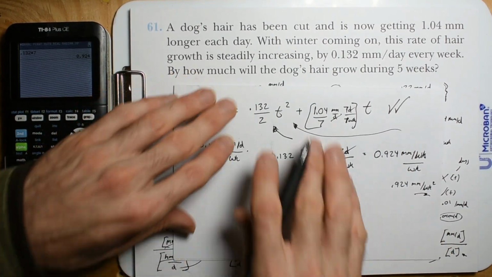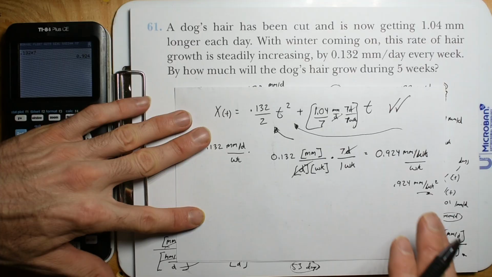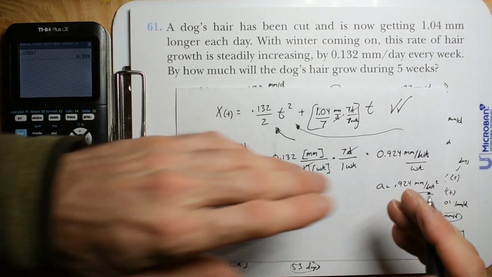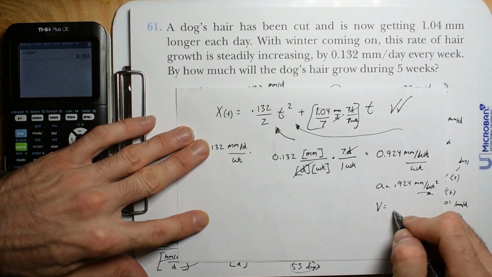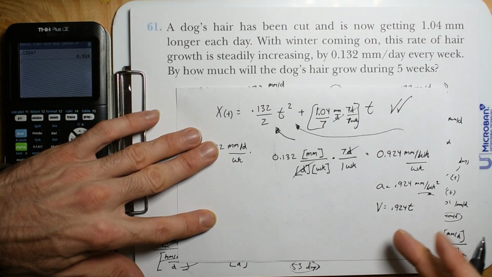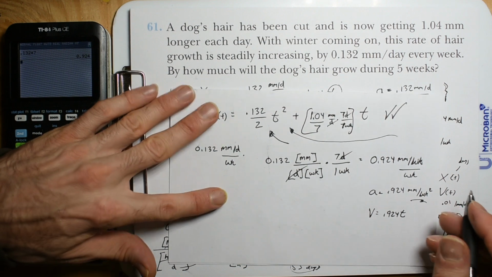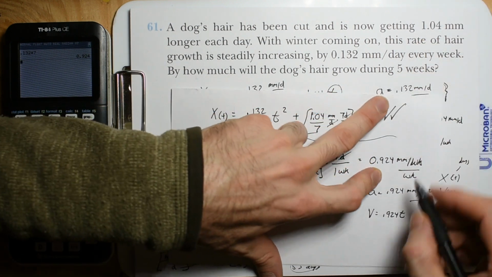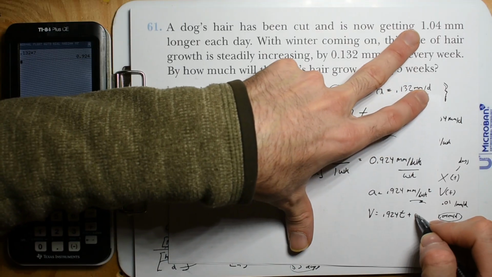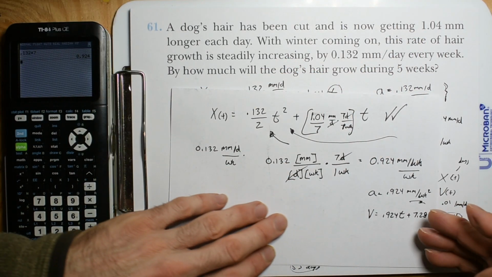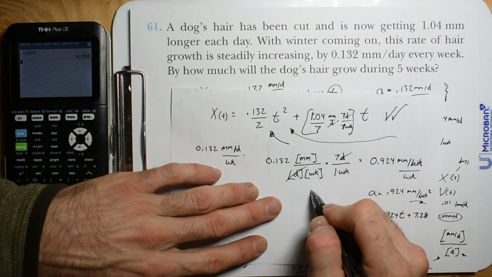Whoa, I did not expect this problem to run away with me, but let's do it kind of fast now. So if this is our acceleration, we're going to separate variables, and we're going to say velocity is 0.924 t. Initial velocity is going to be, and it has to be in millimeters per week, so our initial velocity is going to be 7.28. And so, did you see how I did that? I probably should slow down.